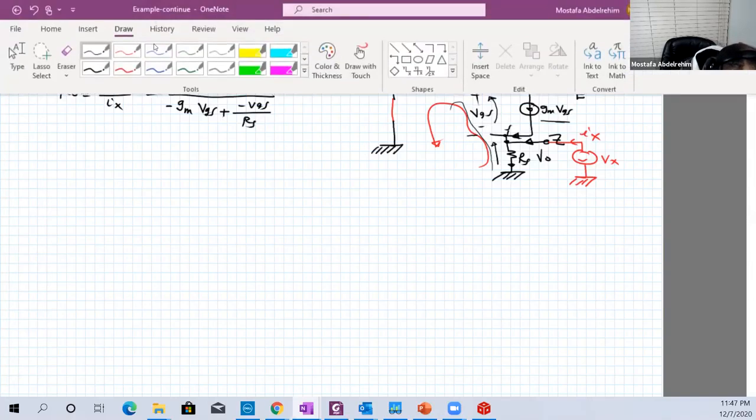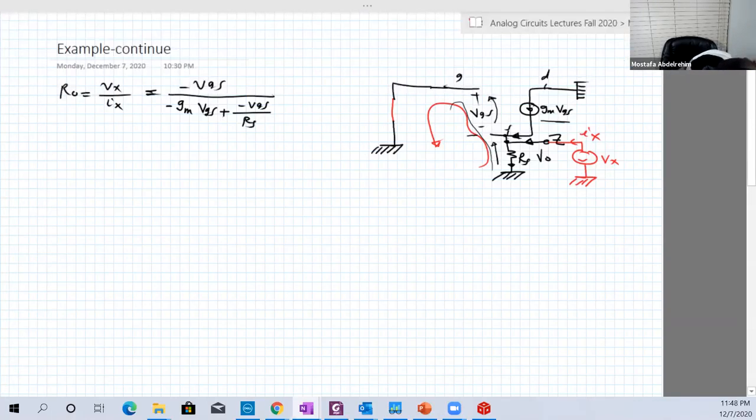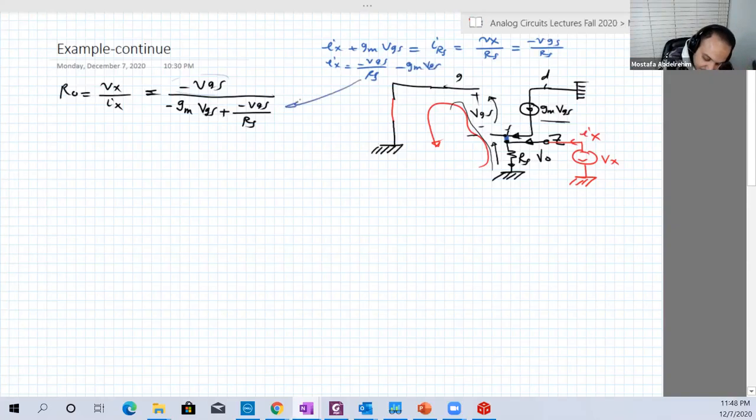If you're confused, at that node the currents going into the node are Ix and GM VGS. The current going out of the node, let's call it IRS, is equal to the voltage across RS over RS. Vx over RS, and Vx is minus VGS, so this is minus VGS over RS. So basically Ix equals minus GM VGS minus VGS over RS. That's what we have here. Exactly the same.